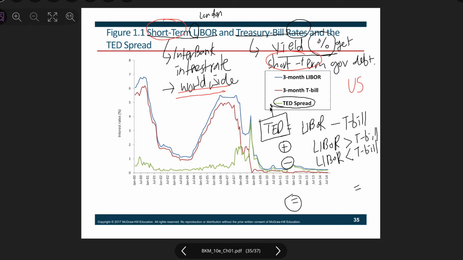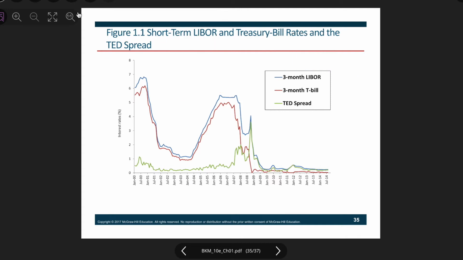So the bigger the spread, the more the LIBOR is bigger than T-bill. And if TED is really small, we say, oh, T-bill is giving you bigger than LIBOR, right? So let's look at the spread first. So let's capture the spread.